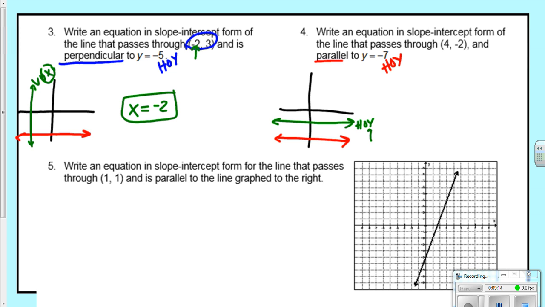So my equation I get from y equals a number, right? What number is that? It's just the y from the point. Here's x, here's y, so y equals -2.